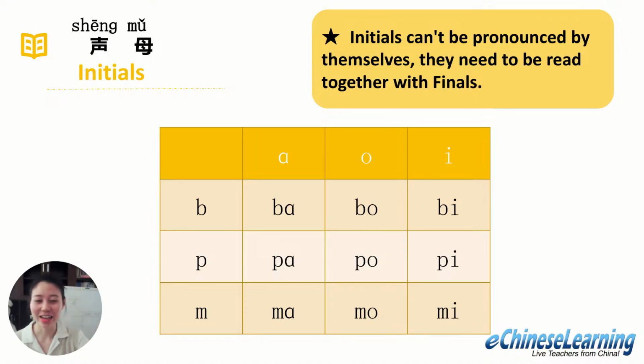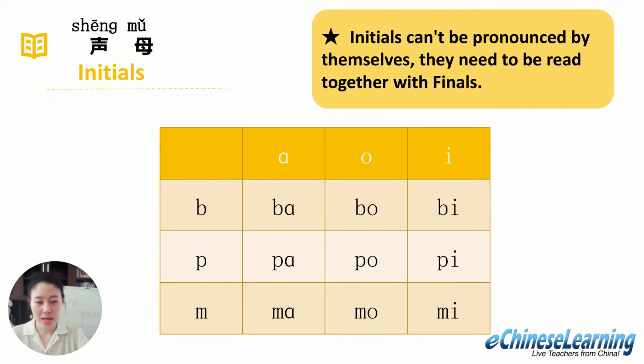If we don't have any questions, we're going to move to the next one. The last initial will be m. The first one should be m, a, ma, ma. This ma is actually for mother in Chinese. In English, sometimes you also say mama, right? In Chinese also mama means mother.